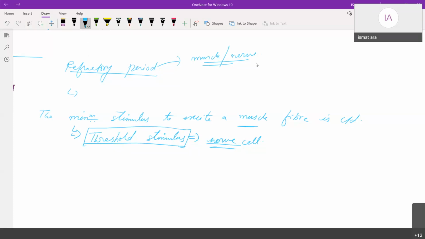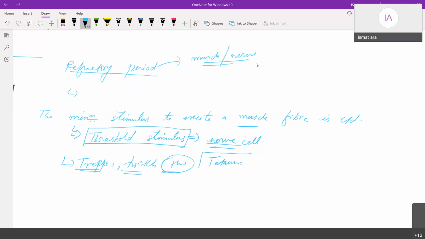Is it clear? Now your homework is, in the next class, you will make me understand, student: prepare and twitch. These two words you will make me understand. Prepare and twitch, this is our homework. Now, tetanus, again a new word.